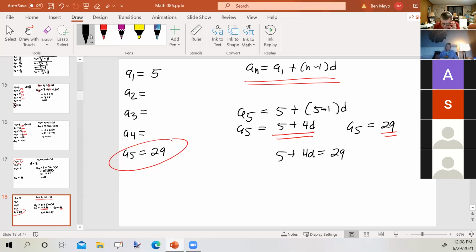Why do we care about this? Because now we can come back and solve for d by solving that equation, subtracting 5 from both sides. 4d equals 24. Divide both sides by 4. D equals 6.